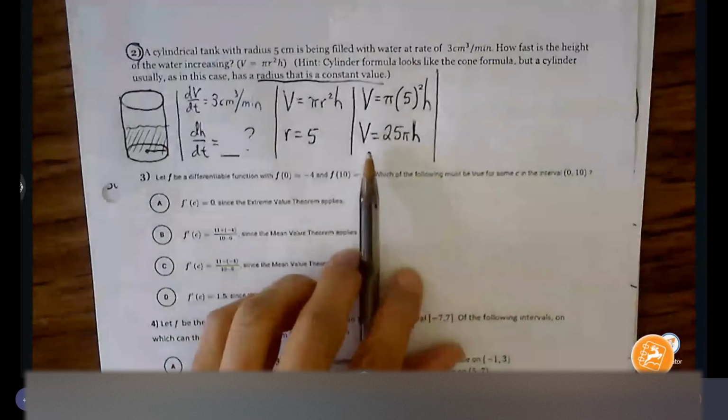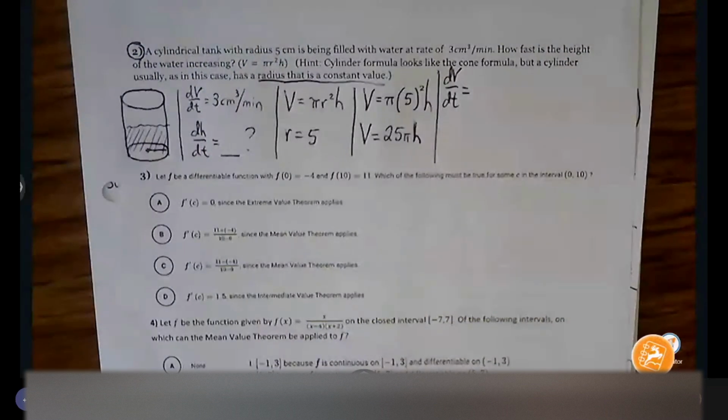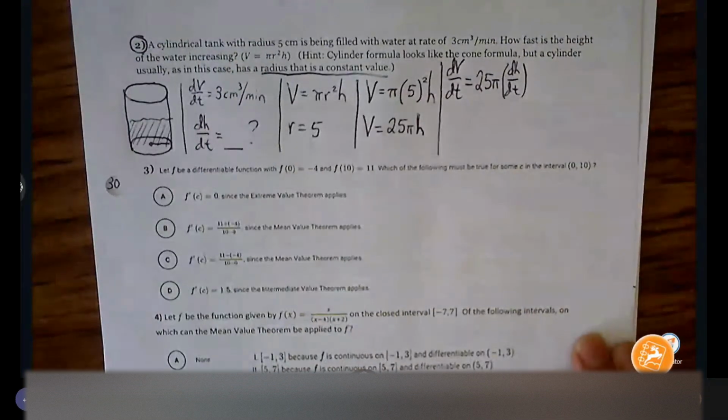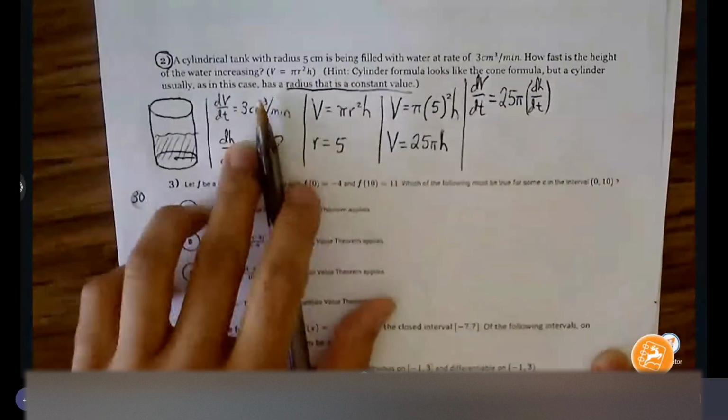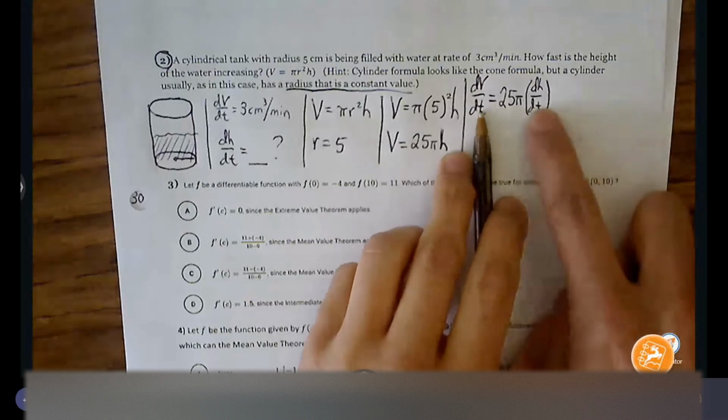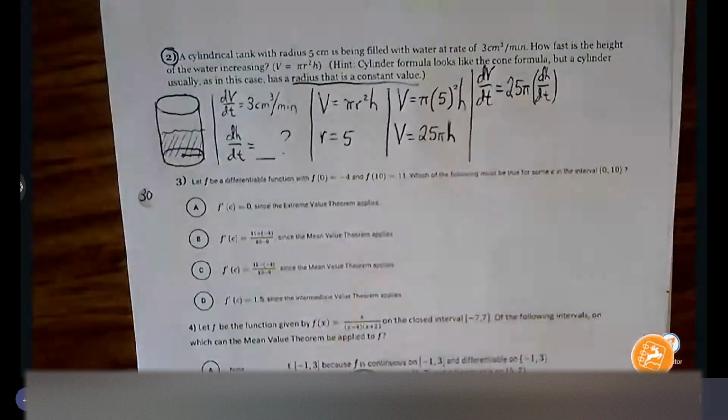Okay, so now we find the derivative. V becomes dV/dt. 25 pi stays. And what does h become? dh/dt. Right. How fast is the height of the water increasing? Well, this is easy, right? We just plug 3 in for dV/dt, and then we can just divide the 25 pi over, and then we have dh/dt.